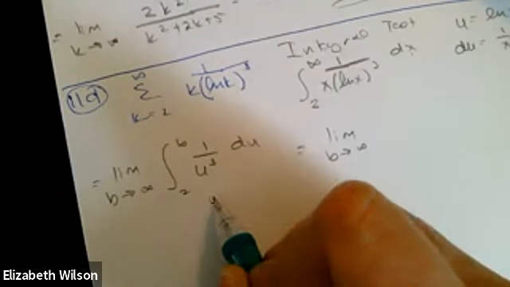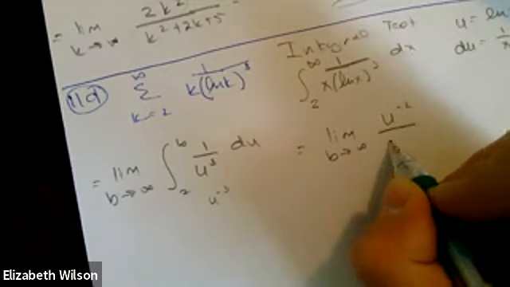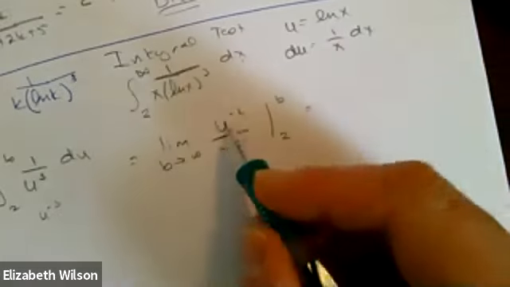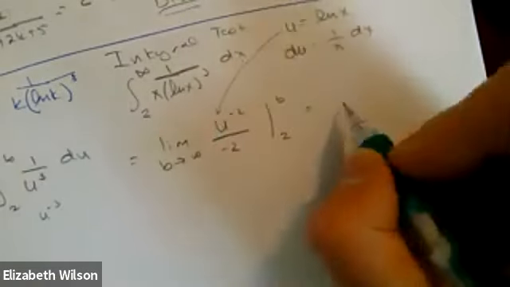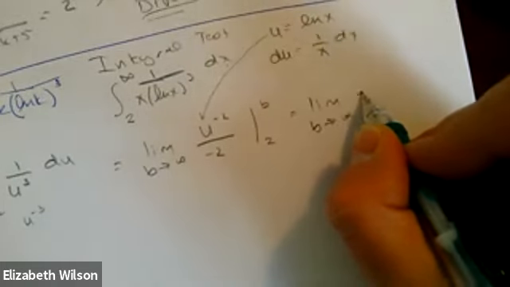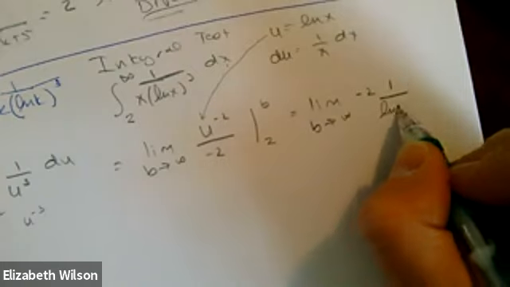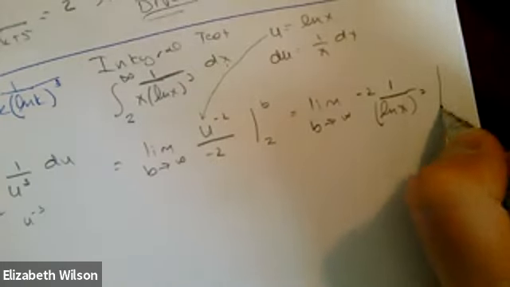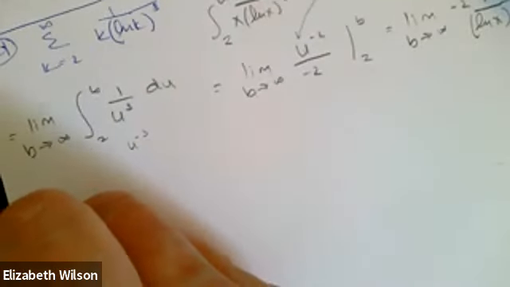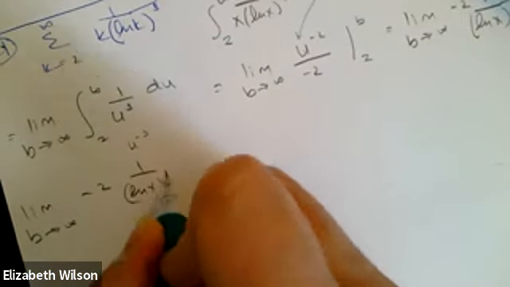This is my power rule, which is like u to the minus 3. So when I integrate this, I'm going to increase the power by 1, u to the minus 2, and divide by minus 2. Let's substitute back in. So this is going to be the limit as b goes to infinity of minus 1 over 2 times 1 over natural log of x squared, and I'm evaluating that from 2 to b.